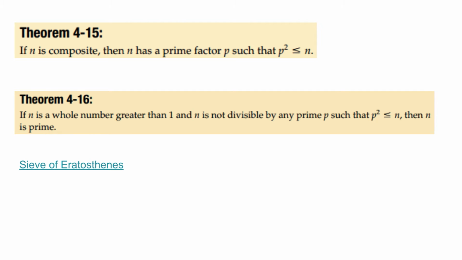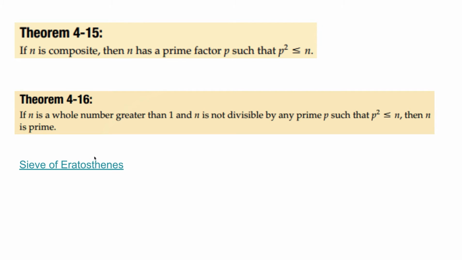Theorem 4.15 says if n is a composite number, then n has a prime factor p such that p squared is less than or equal to n. This is very powerful too, because whenever you are testing whether a number is composite or prime, you don't have to check every number less than the given number, but we can just think about the square root of that number, only up to that point. Okay, so I will talk about that with the sieve of Eratosthenes.